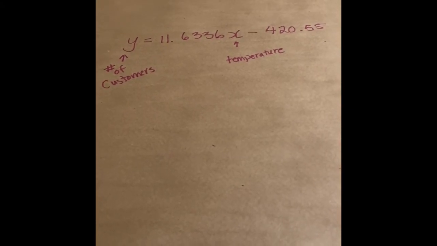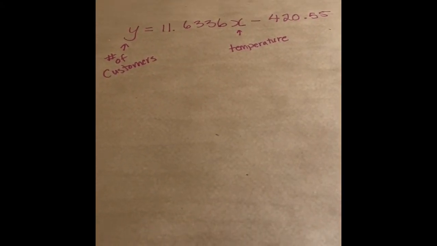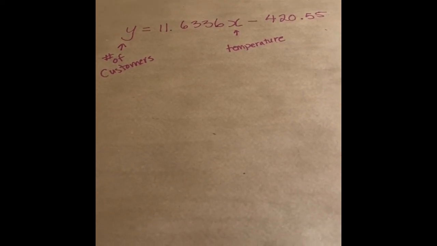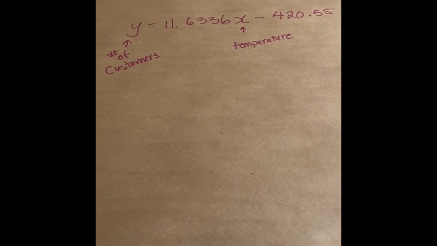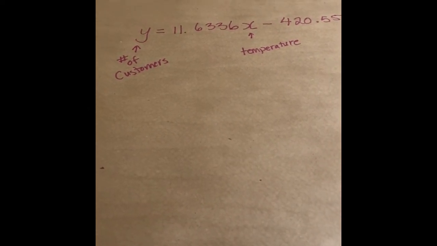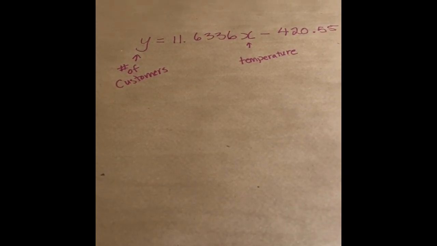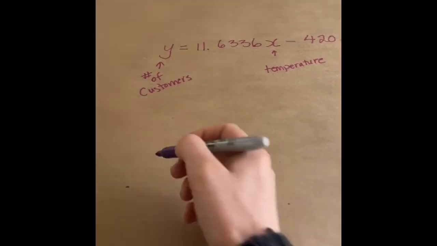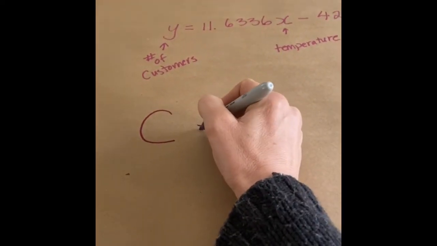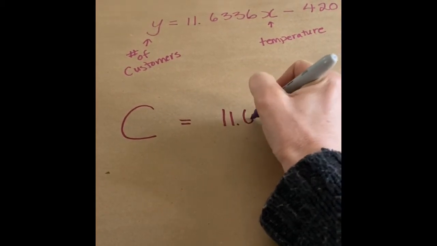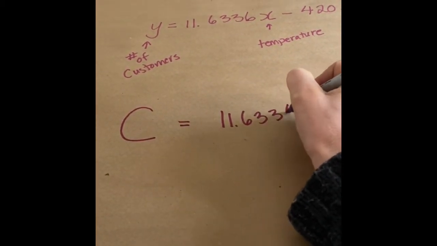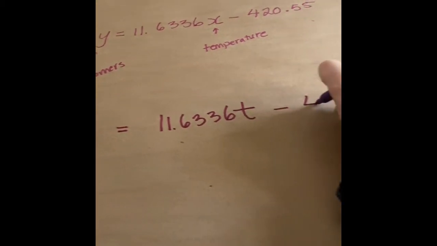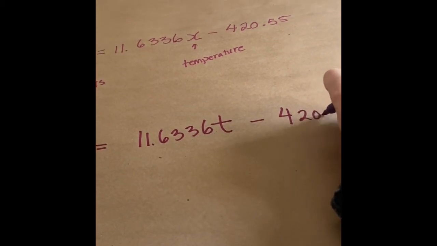Okay, so this is what Desmos gave us. It gave us y is equal to 11.6336x minus 420.55. Remember that the y is the number of customers and the x is the temperature. Just so that our equation makes a bit more sense to us, we'll change the x and y to t and c. So our customers are going up 11.6336 every time the temperature goes up, and the customers started at minus 420.55.